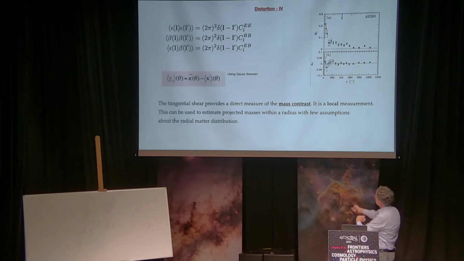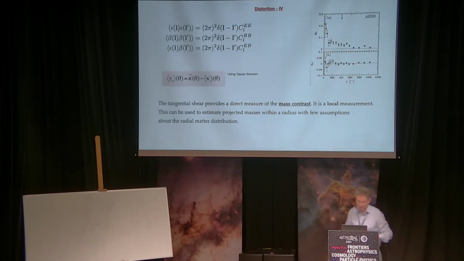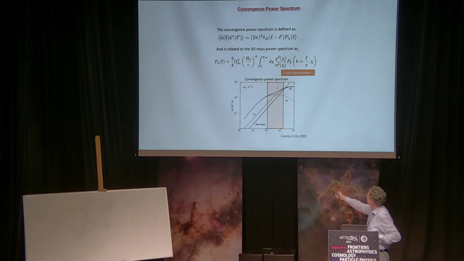And it's really estimated by using projected mass quantity within a radius, and you should make, of course, a few assumptions about the radial distribution. So we saw something which is relevant, but of course the other thing that you could do is maybe you can also write the power spectrum of kappa. It reads like this, and this is a very important equation because it relates what? It relates the power spectrum of kappa to the power spectrum of density perturbation.